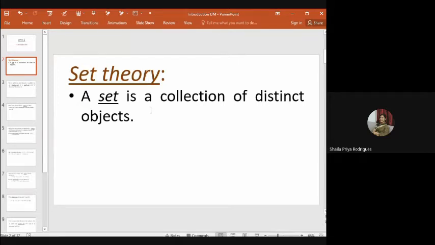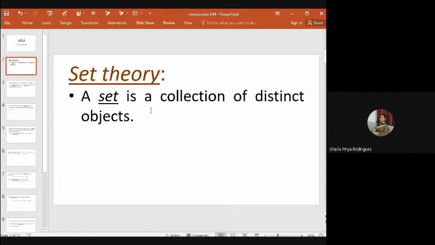Here, this definition is by the author C.L. Liu. All the definitions that I'm going to put up here are taken from Elements of Discrete Mathematics by C.L. Liu. We have to follow the author's definition. So this is the one given by him. A set is a collection of distinct objects, whereas earlier, we have studied it as a set is a collection of well-defined objects.